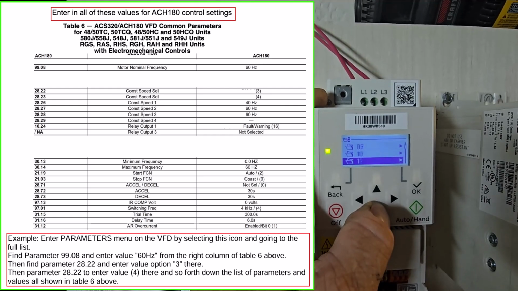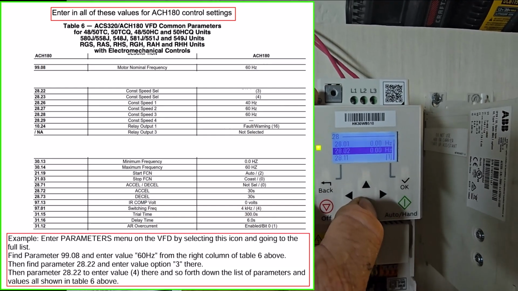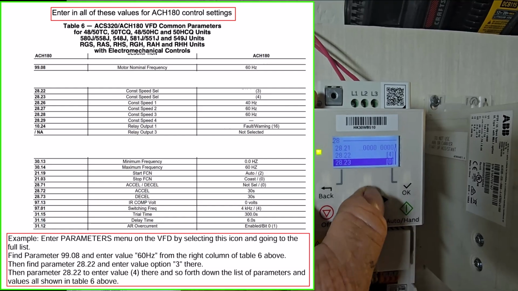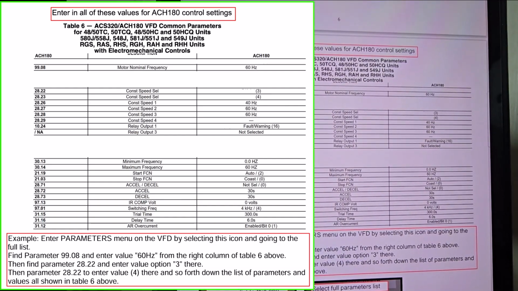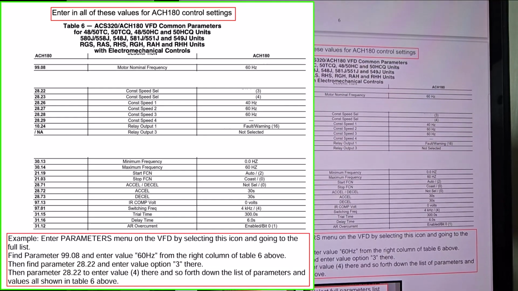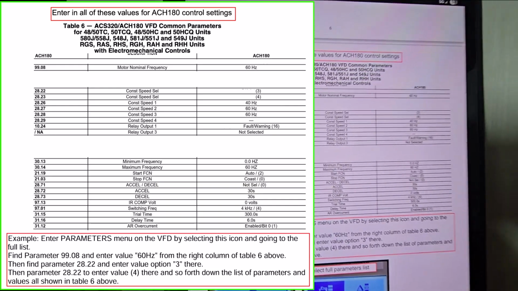So I'm going to scroll down to 28 and 22. Now you're going to be jumping back and forth a little out of order because these are out of order. But right now we're going to do the order of the list. 2822 is your constant speed selection. These are important. So we need 3 and 4 for those two inputs.